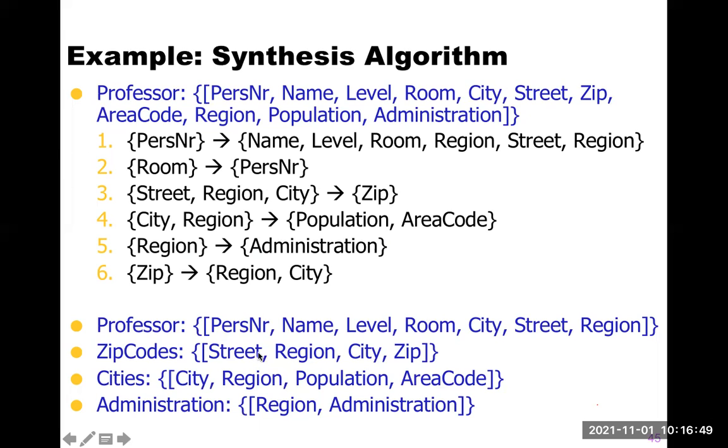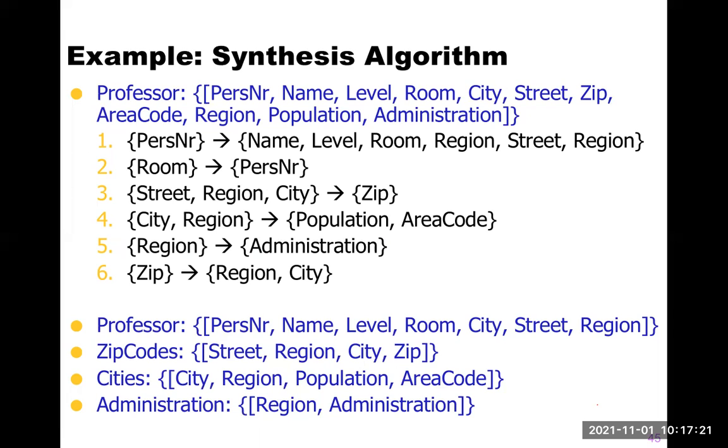Okay, zip code, street, region, city. Zip depends on all of them. Okay, and region and city depend on zip. So let's check street. Street belongs to a key, so we don't need to check anything. Region belongs to a key. City belongs to a key. Zip belongs to another key. So every column in this table is part of some key. So we don't need to check anything.